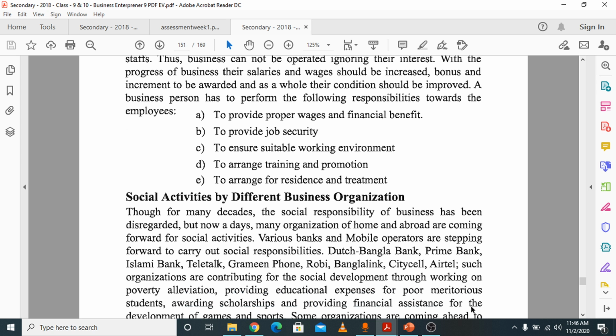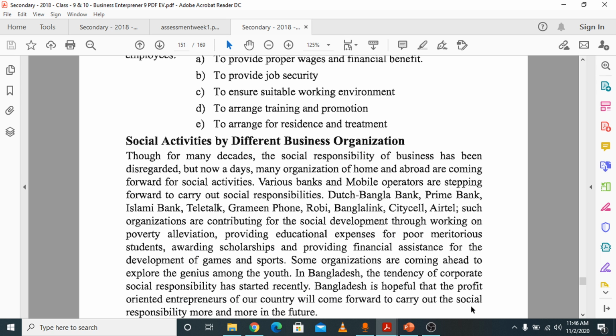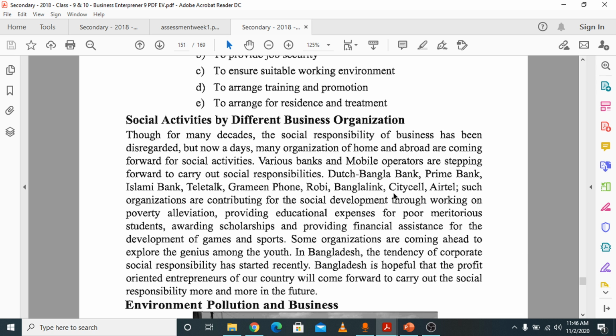Social activities by different business organizations. There are different telecommunication sectors and different types of financial institutions like various banks and mobile operators. They are practicing social contribution to society's development, working on poverty alleviation, providing educational expenses for poor meritorious students, awarding scholarships, and providing financial assistance for the development of games and sports. These are practiced by the various banks and mobile operators.